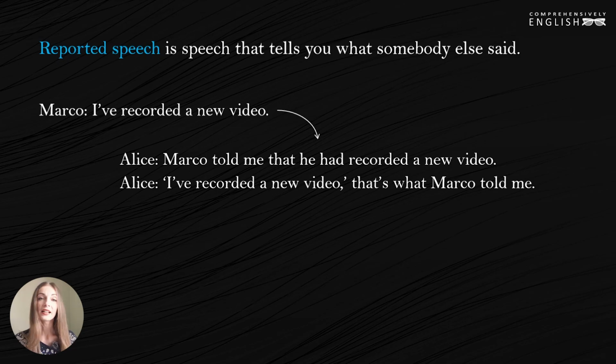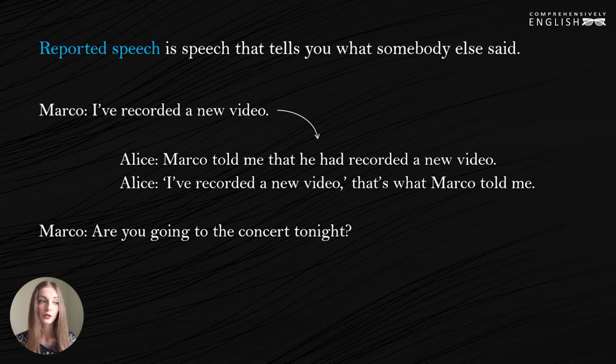As you see, Alice reports Marco's words in two different ways. In the first sentence, Marco told me that he had recorded a new video, you see some changes of tenses. In the second, I've recorded a new video, that's what Marco told me, Marco's words are reported directly. Alice, in her speech, uses the exact words that Marco used. Let's look at a different example.